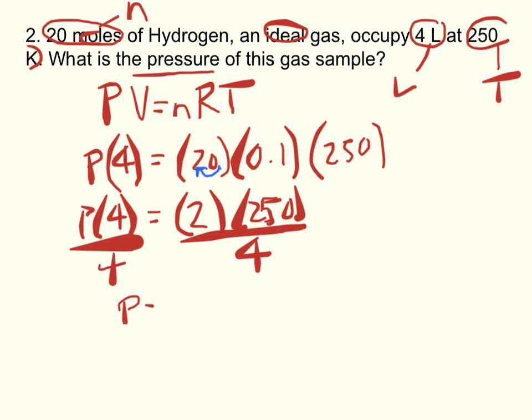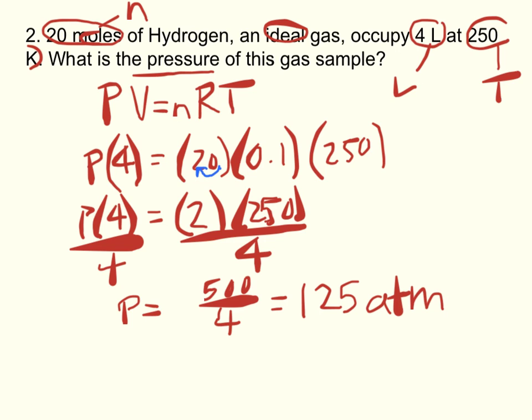So I get P equals 500 over 4, which equals 125. And now you got to check. It's asking for pressure. You have to know the units for pressure when you use the ideal gas law are always going to be ATM. So go ahead and try the next two problems by yourself for practice.